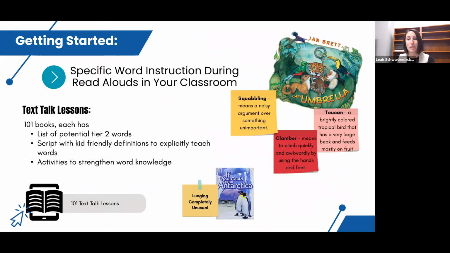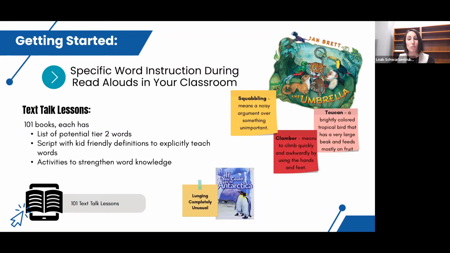When considering how you might get started with this in your classroom, we want to highlight the text talk lessons that are available on the web. Text talk lessons were created by Utah Reading First educators and outline an approach to read alouds designed to build the vocabulary and oral language skills of young students.